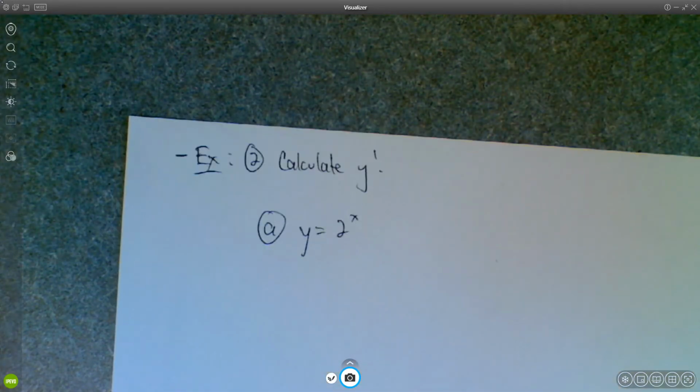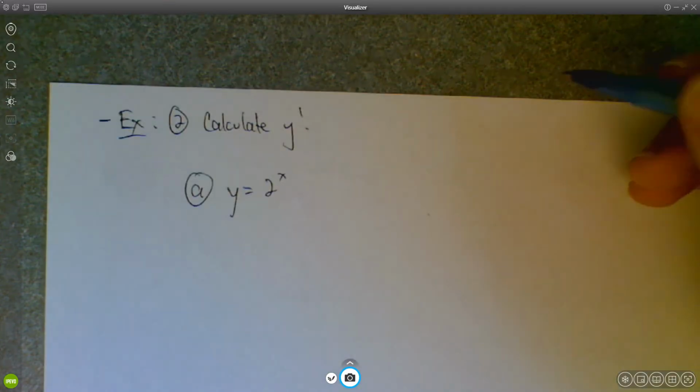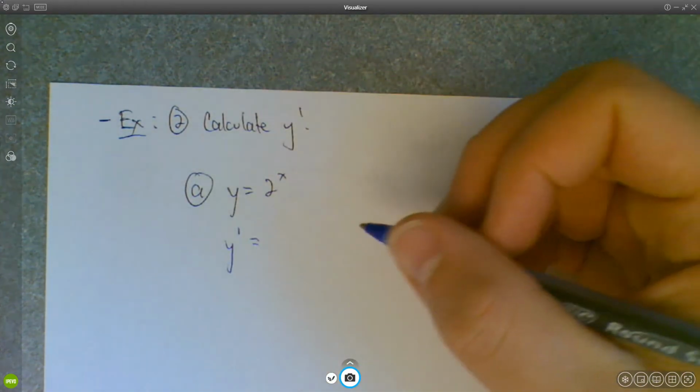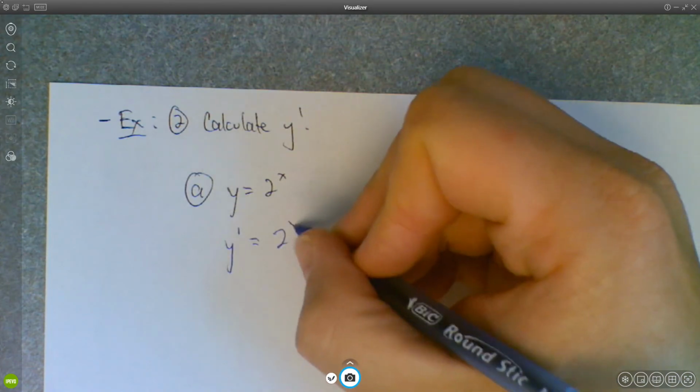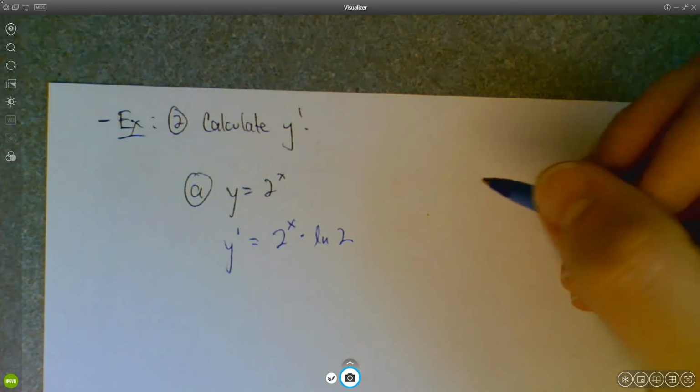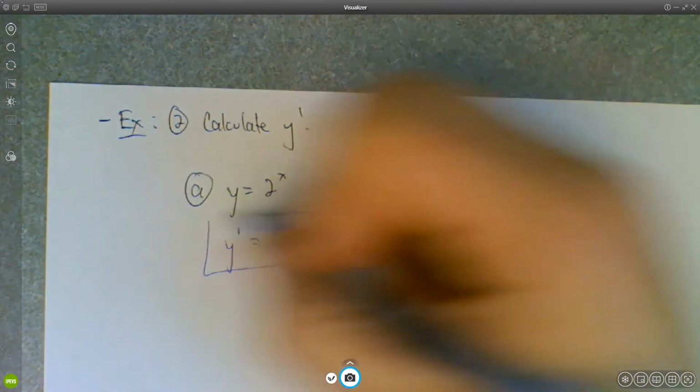So let's calculate y prime if y equals 2 to the x. Right? So y prime is going to be itself, 2 to the x, times the natural log of the base. Okay? And that's really all there is to it.